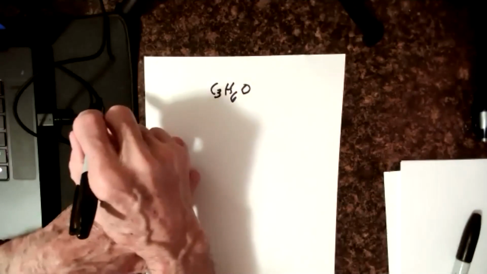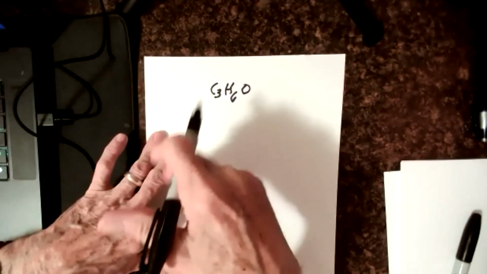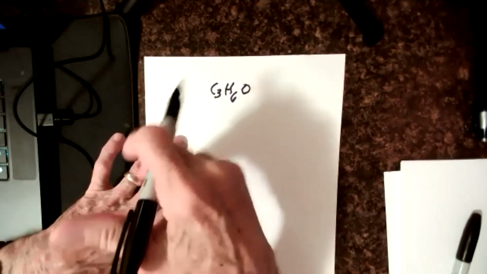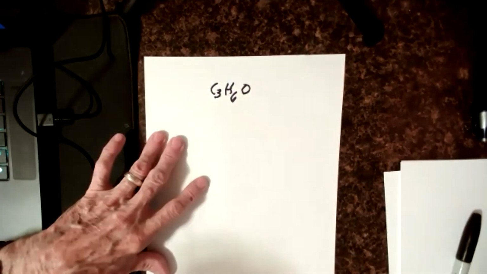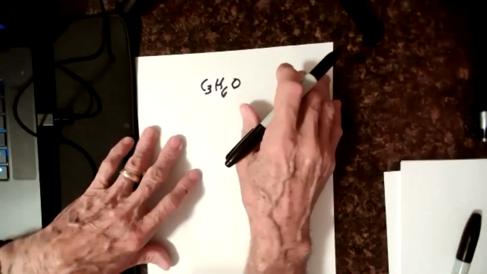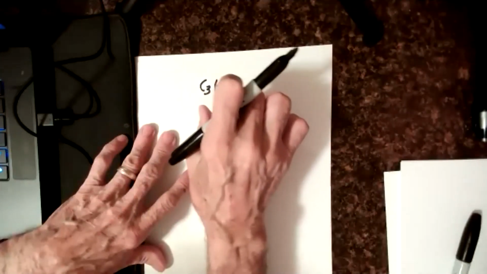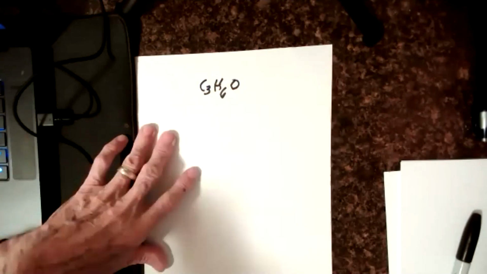Oxygen is in group 6. Now, some of the other atoms, the sulfur and the others below, they can have more than 8 electrons around them. But oxygen and no element in the first row can have more than 8 electrons around it. So you can't draw a central atom for this molecule.